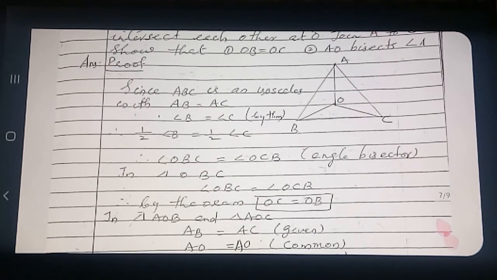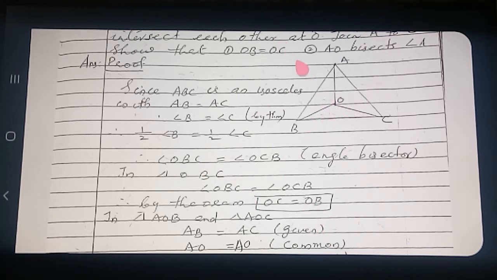Properly understand and go. Listen here. In triangle OBC, this angle OBC and this angle OCB are equal. In a triangle, if two angles are equal, then their opposite sides are equal. What is the opposite side of angle B? OC. What is the opposite side of angle OCB? That means OB. That is why I wrote OC equal to OB. So that is what you wanted to prove: OB equal to OC. We proved it. Okay, easily can understand.